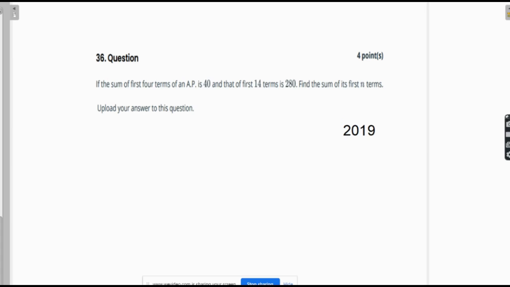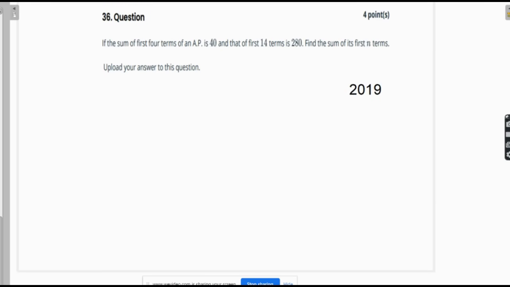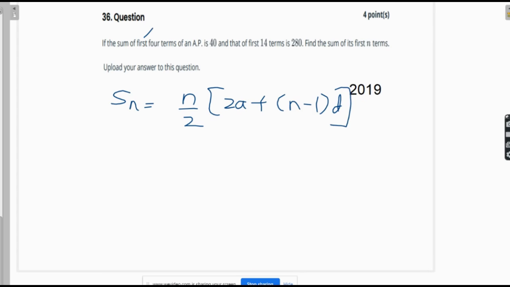Correct? So what is the next question of your AP? If the sum of four terms is 40 and the sum of the first 14 terms is 280, find the sum of the first n terms. Okay, so sum formula. What is the sum formula? Sn is equal to n upon 2, 2a plus n minus 1 d. So I know this formula.